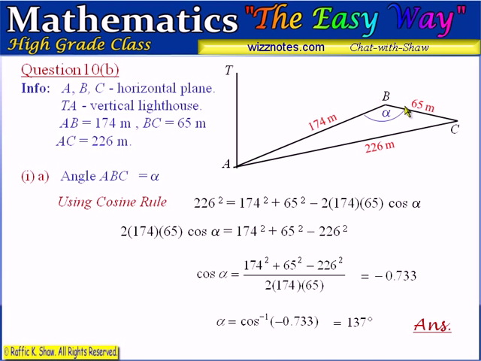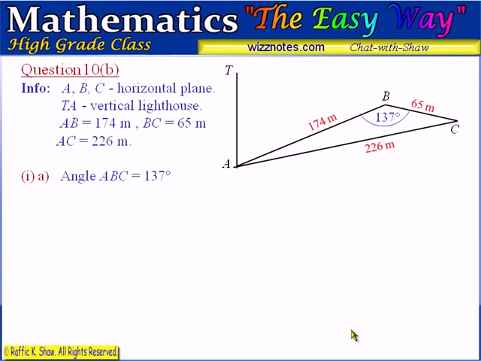And so this angle ABC right here is 137 degrees, and that's the answer for that part of the question. Let's move down now to the next part. So what we have so far is that this angle is 137 degrees, and we have the 3 sides of the triangle. Now we're required to find the area of triangle ABC, and here we can apply the trig formula for the area of a triangle because we have the sides and we have the angle between these two sides.